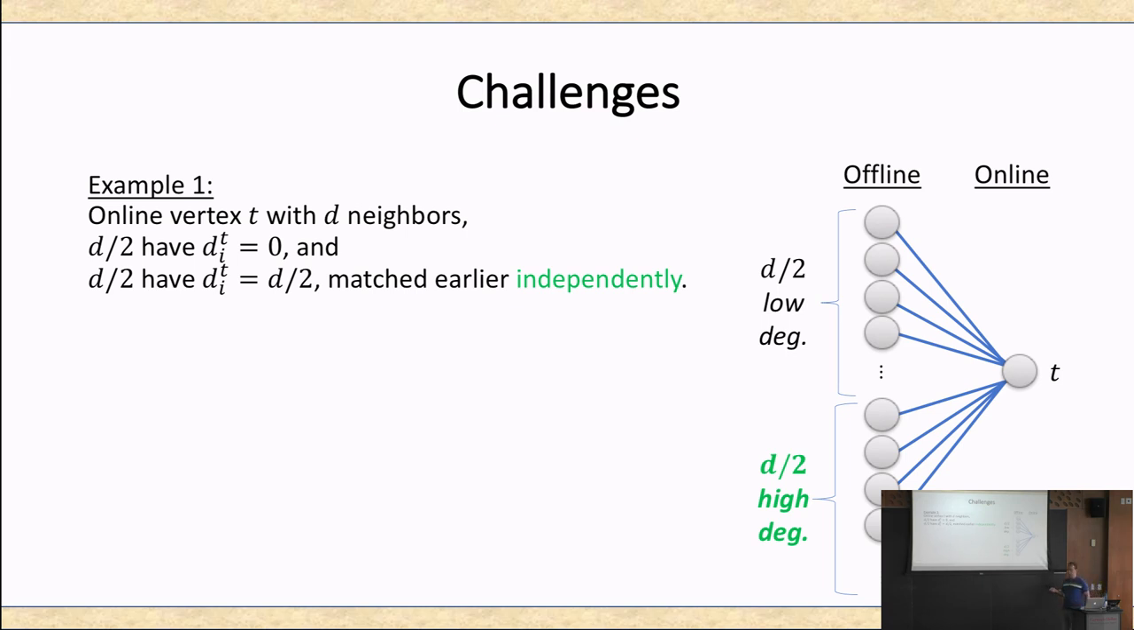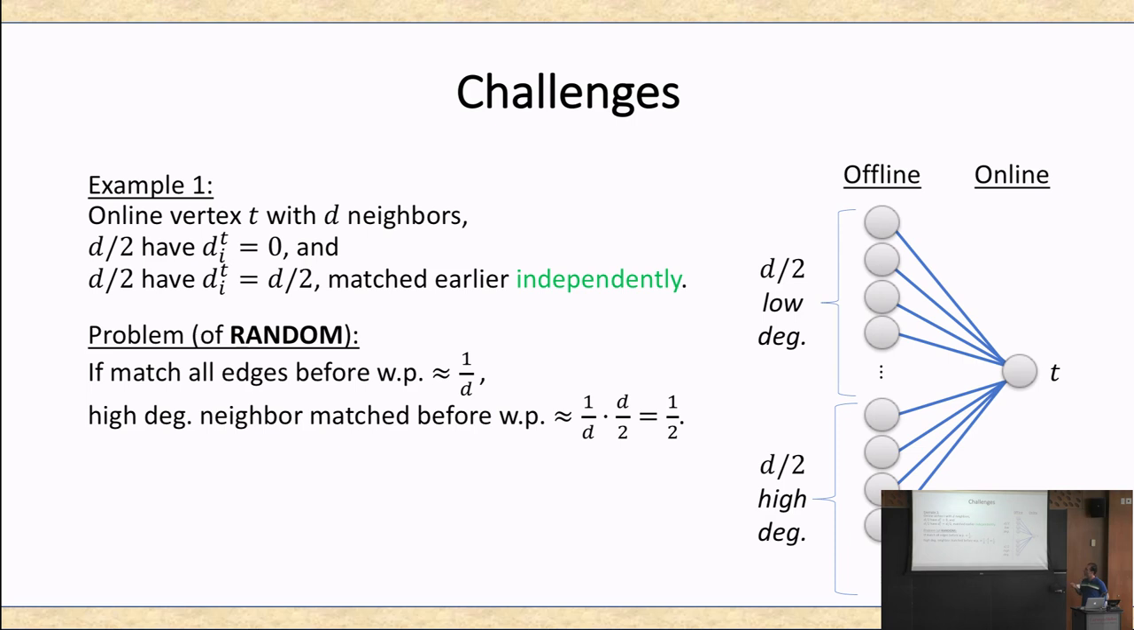Okay. So where's the difficulty here? Well, at least for algorithm Random, if we matched all the edges before with probability roughly 1 over d, which recall is our general goal, then the high degree neighbors are all matched before with probability roughly 1 over d times their previous degree, right? Times d over 2, which is 1 half. So out of these d over 2 high degree neighbors, we expect about d over 4 of them to be matched, right? Half of them to be matched. All right, why is this problematic? Well, by the way, since they're matched independently, we also expect this to be highly concentrated. It's just a high-level intuition.